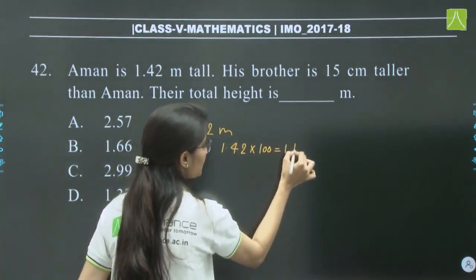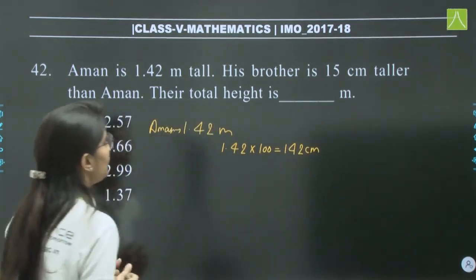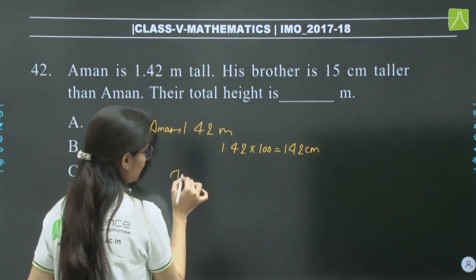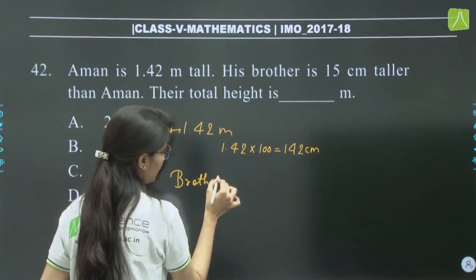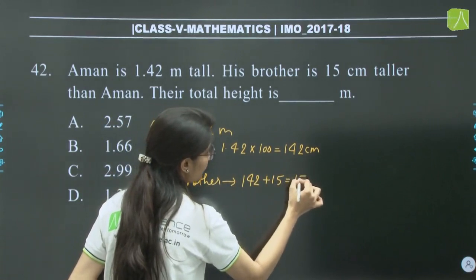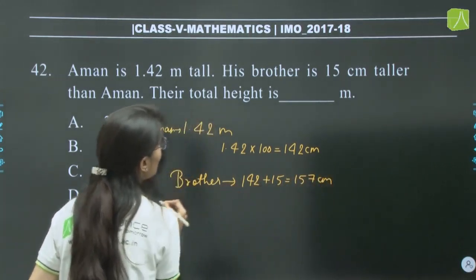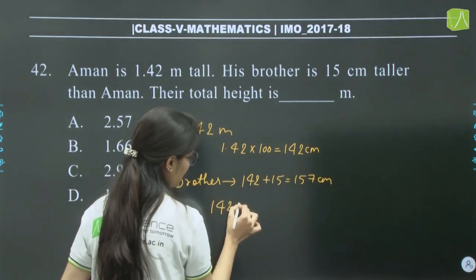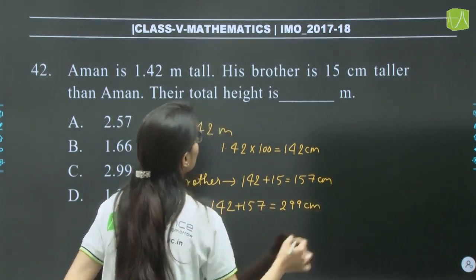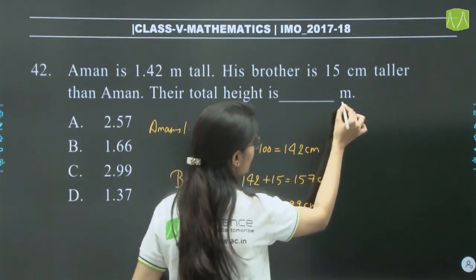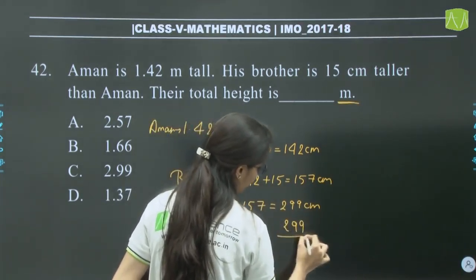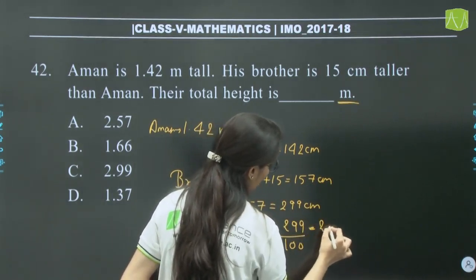So the height of Aman will be 142 centimeter and his brother is 15 centimeter taller than Aman. So the height of his brother will be 142 plus 15, this will be 157 centimeter. And now you have to find out the total height. So you have to add 142 plus 157 and it will be 299 centimeter. But you have to find out the answer in meter because here meter is written. So 299 centimeter, when you convert it into meter, you have to divide it by 100. So this will be 2.99 meter.